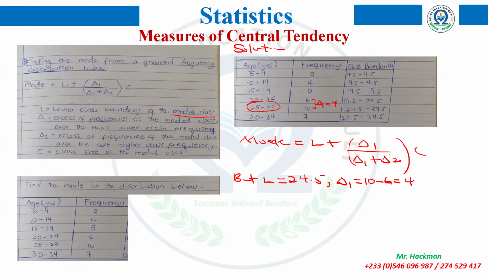Yes, please. Okay, then we come to change sub 2. And if you look at the definition here, we said it is the excess of the frequency of the modal class over the next higher class frequency. So this is the modal class frequency, the next higher class is this, and its frequency is this. If you find the difference here, that will give us the change sub 2.